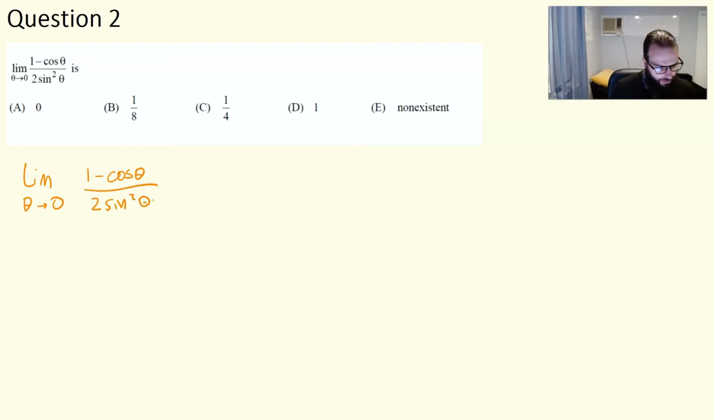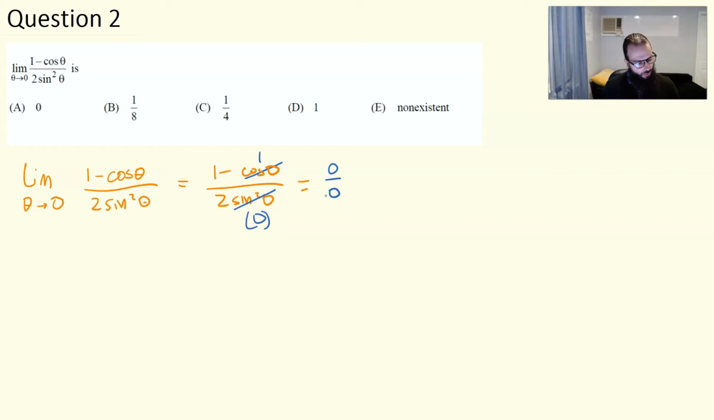So let's go ahead and fill this in. And what we're going to get is 1 minus cosine of 0 over 2 sine squared of 0. And cosine of 0 is, of course, 1. And the sine of 0 is 0, so this is going to be 0 squared, meaning 0. So we've got 0 over 0, which is an indeterminate form. So what do we do?